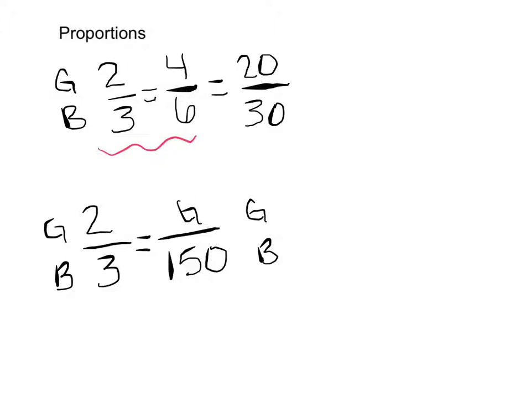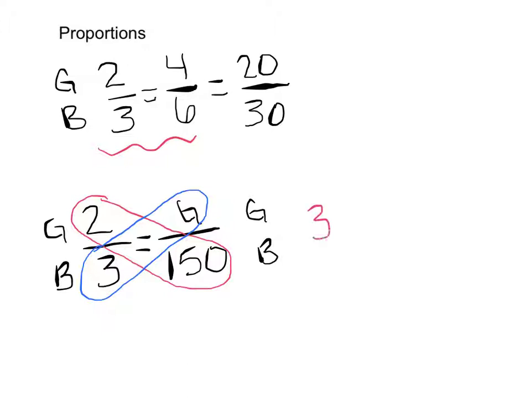We're going to solve this using a technique called cross multiplication. Cross multiplication means that you multiply the numerator of the first fraction by the denominator of the second fraction, and you multiply the denominator of the first fraction by the numerator of the second fraction. So let's think about what this would look like. 2 times 150 is 300. And then we also have 3 times g, which is 3g.